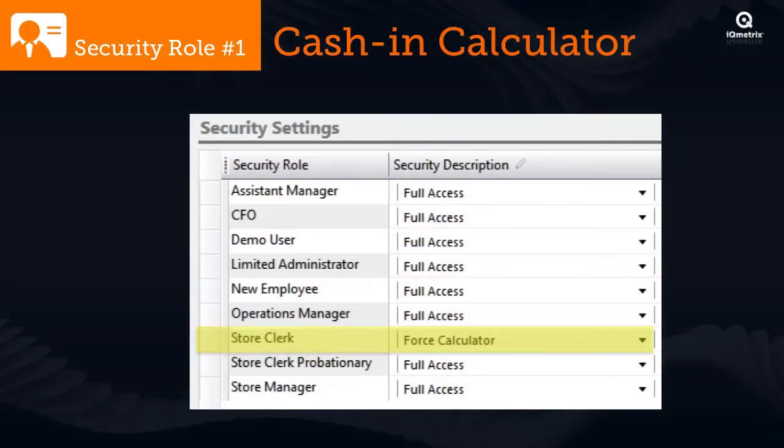So you had a sales rep who just assumed there should be $200 in the float, so they just typed in $200, but really maybe there was only $150, and your cash out's off. So you can force your reps to use the calculator to type in each individual bill. And in the setting, it's just new cash in, store clerk, force calculator. One click, problem solved.